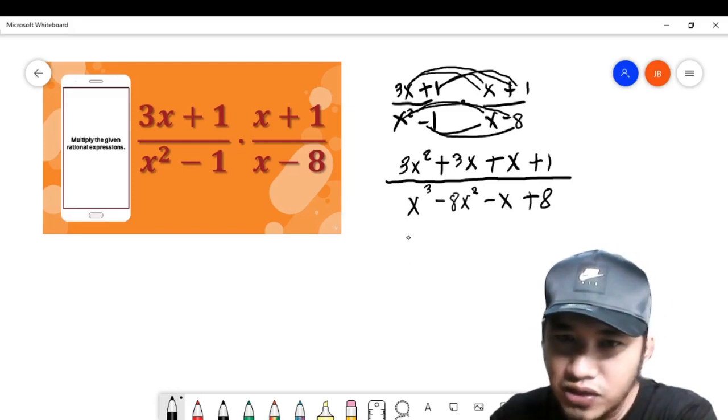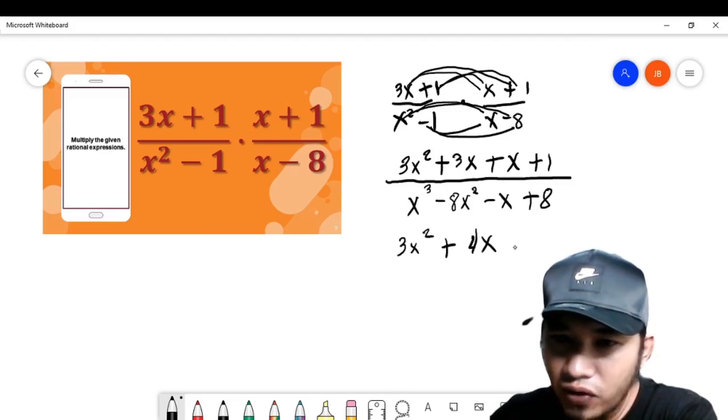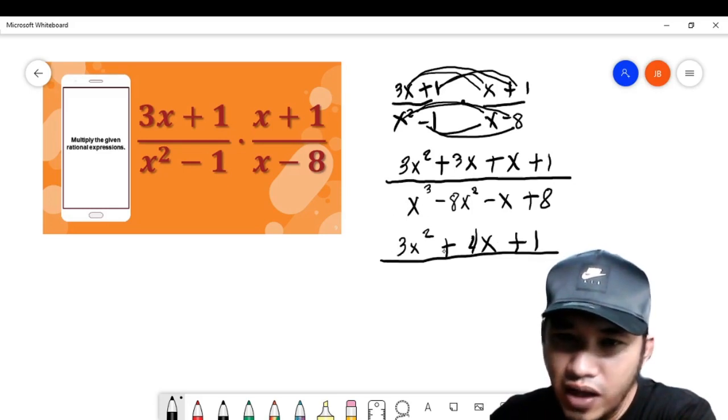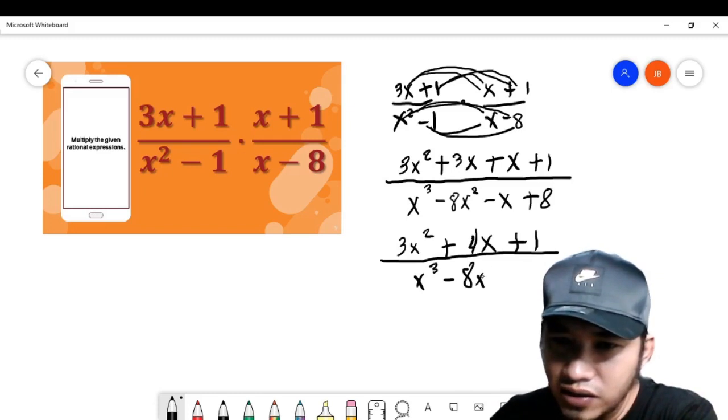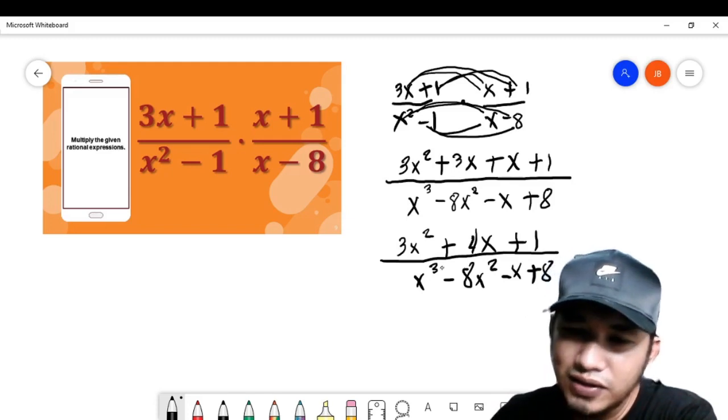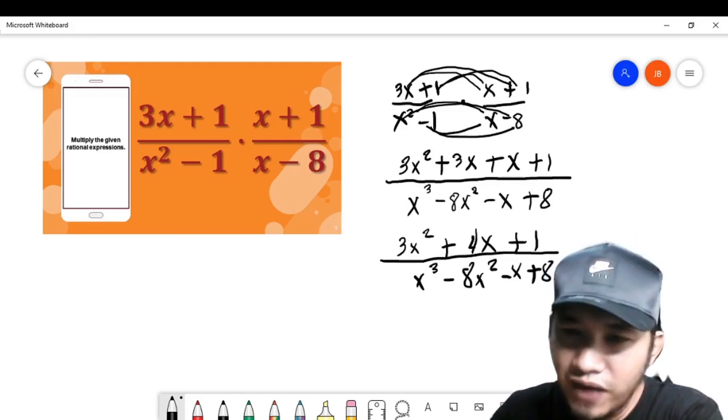Okay, so 3x squared walang kamukha, so just copy 3x squared. Plus 3x may kamukha, that is x, i-add lang natin sila, that becomes 4x plus 1 all over. x cubed may kamukha, wala, x cubed minus 8x squared may kamukha, wala din, so just copy 8x squared. Negative x may kamukha, wala, and then plus 8. Okay, so that is our final answer now.